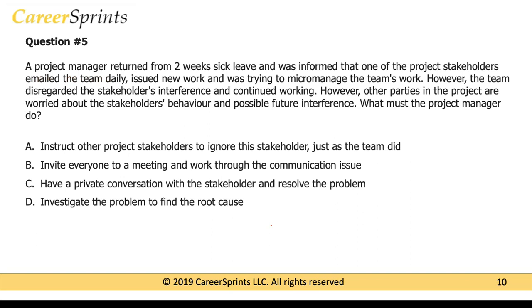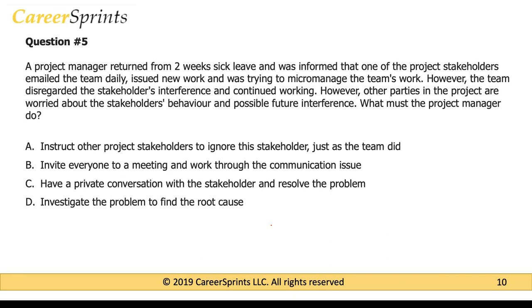So let's look at question number 5. A project manager returned from a 2-week sick leave and was informed that one of the project stakeholders emailed the team daily, issued new work, and was trying to micromanage the team's work. However, the team disregarded the stakeholder's interference and continued working. However, other parties in the project are worried about the stakeholder's behavior and possible future interference. What must the project manager do?